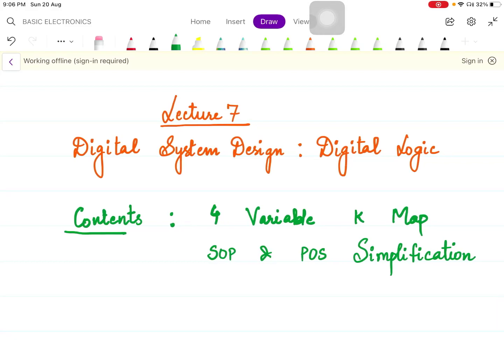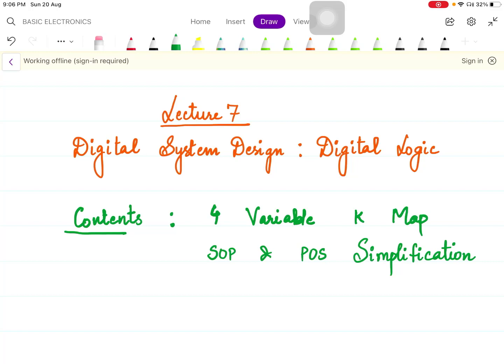Hello everyone, welcome to another lecture of Digital System Design. We were discussing Module 1, Digital Logic, and the contents of today's lecture will be 4 variable K-map, and in the last we will be discussing some more questions of SOP and POS simplification.